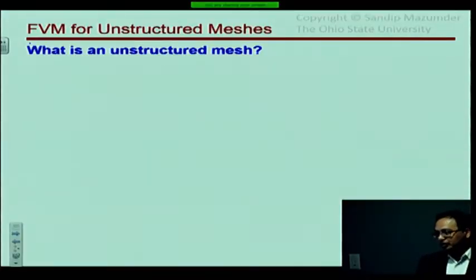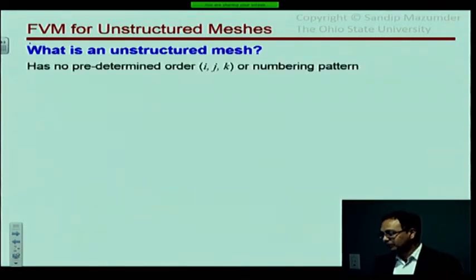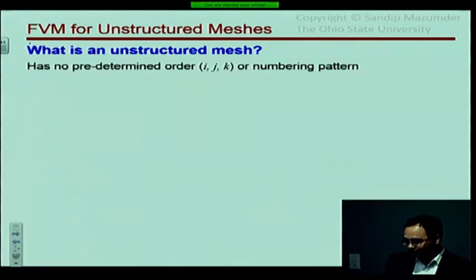What is an unstructured mesh? The only definition that I care about is that it has no predetermined IJK ordering or numbering pattern. That's all. The mesh that you've been using to solve your Poisson equation can be treated as an unstructured mesh. It's just a special case of an unstructured mesh where the numbering is ordered. But if you develop an unstructured solver for that, the numbering could be anything. It doesn't rely on the fact that it's IJK ordered.